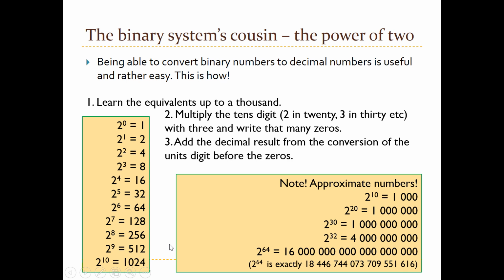Well, once again, this is not really perfect because, as you see here, 2 to the power of 64 is not exactly 16 and all these zeros. It's a bit higher, which has to do with the fact that 2 to the power of 10 is 1024 and not 1000. But it's close enough. You know basically how much all the values are.